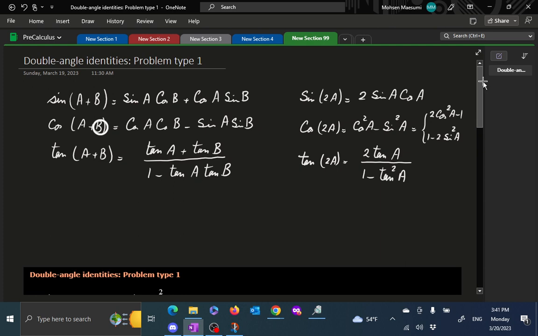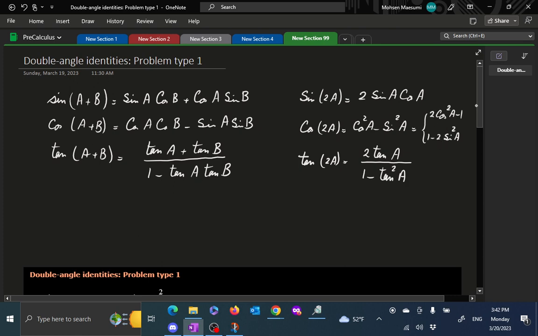Similarly, if you have cosine of A plus B, if A and B are the same, this becomes cosine of A times cosine of A, which you write cosine square of A, minus sine of A times another sine of A, which becomes sine square of A. Similarly, for tangent, if A and B are the same, you will have tangent of A plus another tangent of A. That makes 2 tangent of A, over 1 minus tangent of A times tangent of B, and B and A are the same, so it becomes tangent square. So this set that you see here, these are the so-called double angle identities.